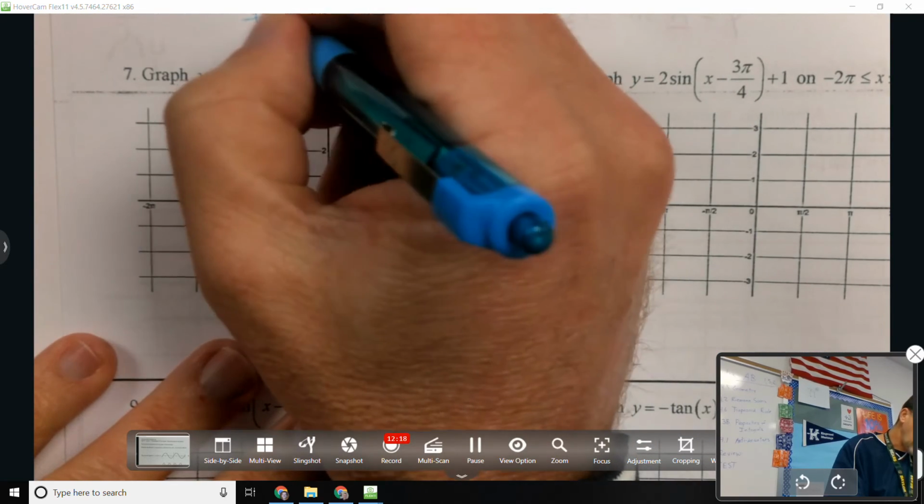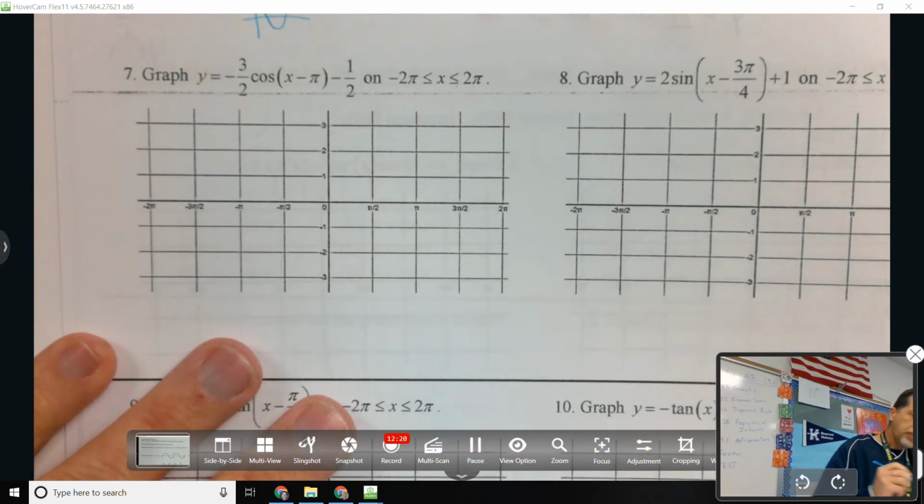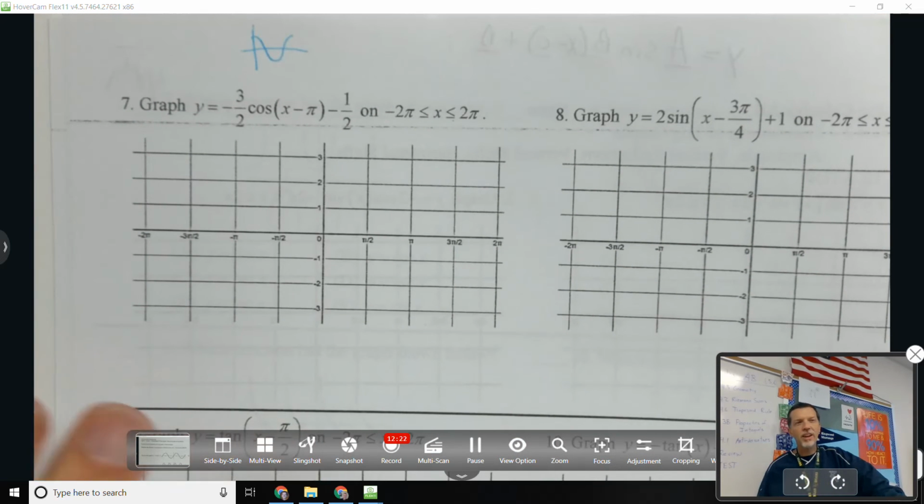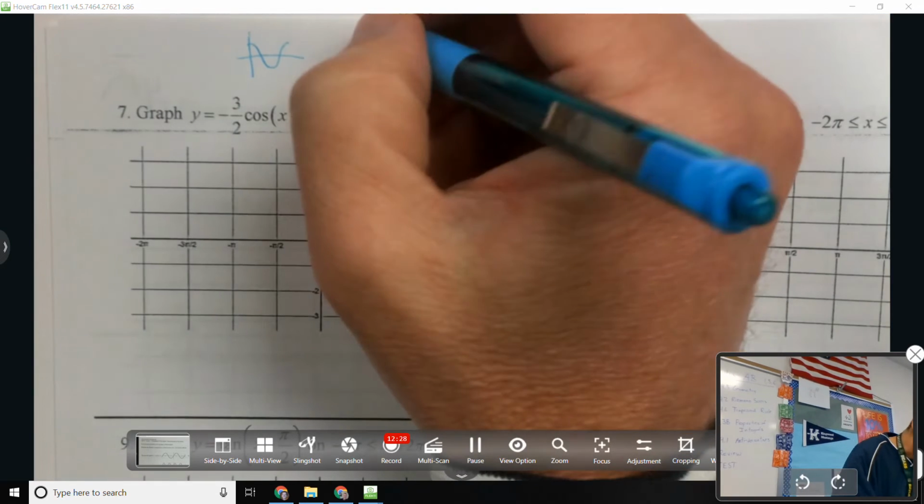All right, cosine. Again, probably the first thing I should do is do a quick sketch of the parent function. I know what cosine looks like. Now I've got to make all these changes to it.